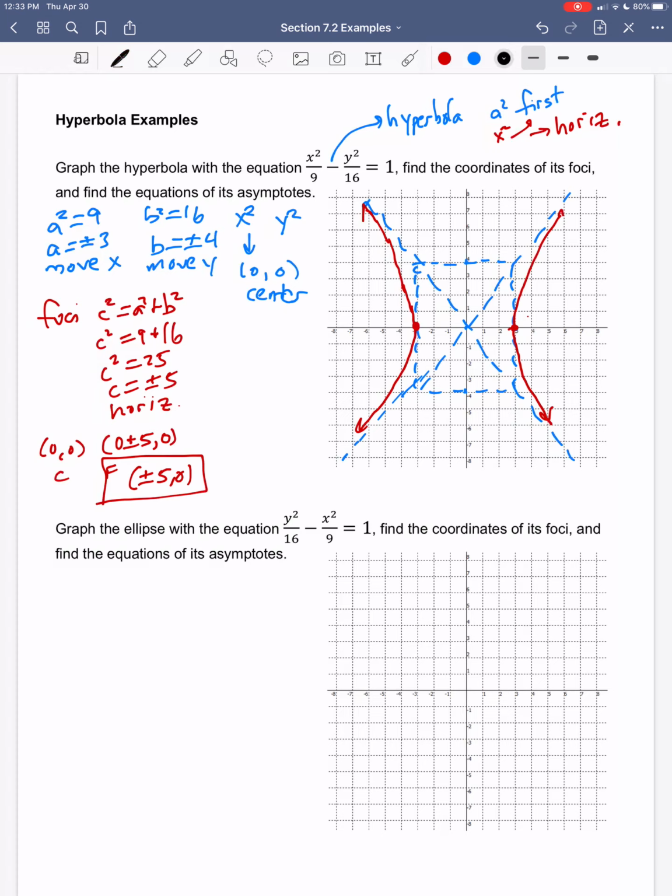For the asymptotes, I'm going to use this point slope form, and the x1 and y1 have to be the coordinates of the center. So I'm going to plug in 0 and 0.